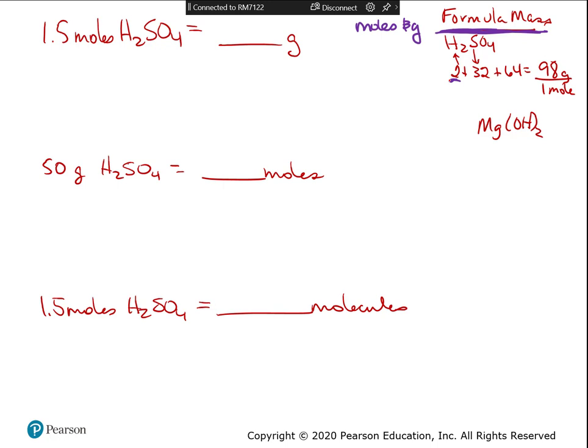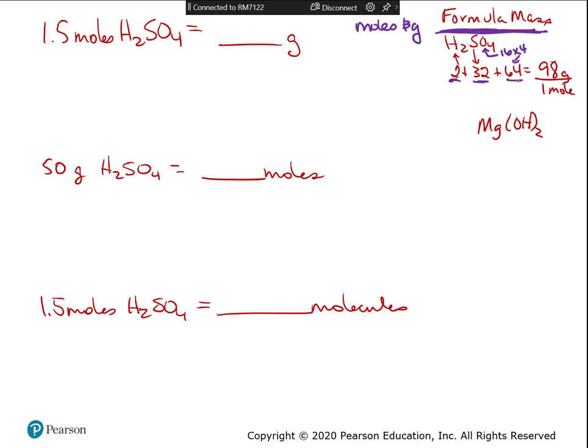Sulfur, S, weighs, find it on your periodic table. You got to find S. So you're going to round it to a whole number. So that's 32. Since there's only one of them, I just have 32. Now, oxygen weighs 16, and how many do I have? 4. So I have to take 16 times 4. That's where I get 64. So 16 and 16 is 32, and two of those make 64. So that is where I get these numbers.